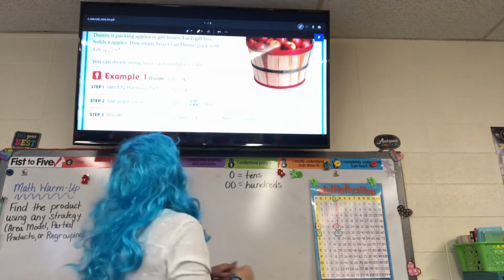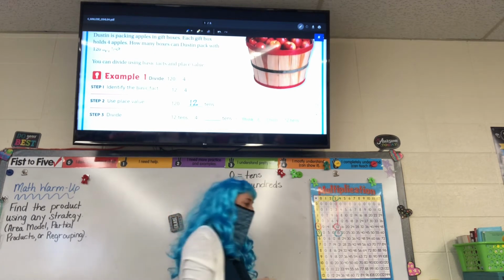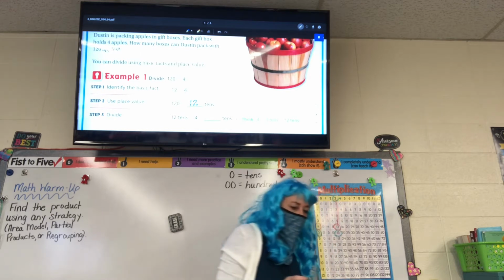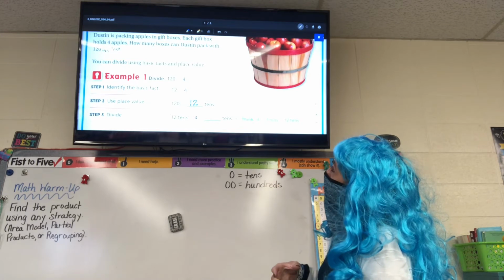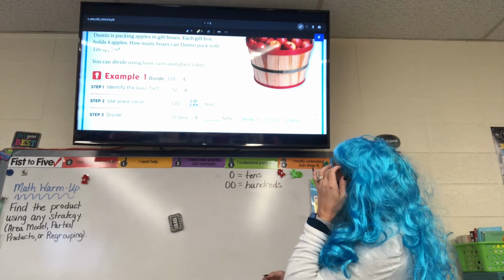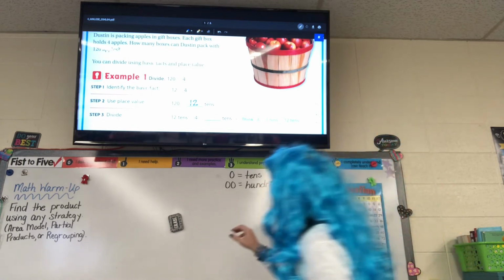Okay, so we are dividing by tens, hundreds, and thousands today. Dustin's packing apples in gift boxes. Each box holds 4 apples. How many boxes can Dustin pack with 120 apples? You can divide using basic facts and place value.